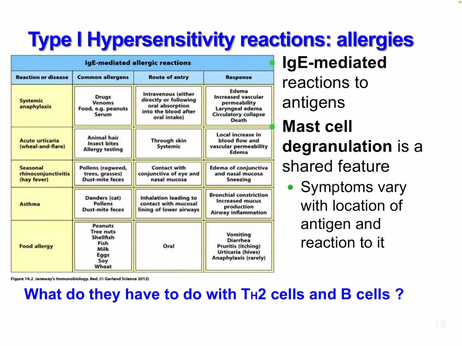So IgE-mediated reactions to antigens. There's mast cell degranulation, which is a shared feature to all IgE reactions, and these symptoms can vary with location and antigen and reaction to it. So again, here's a bunch of IgE-mediated allergic reactions. So systemic anaphylaxis, which is obviously very bad. Acute urticaria, seasonal rhinoconjunctivitis, also known as hay fever, asthma, and food allergy.